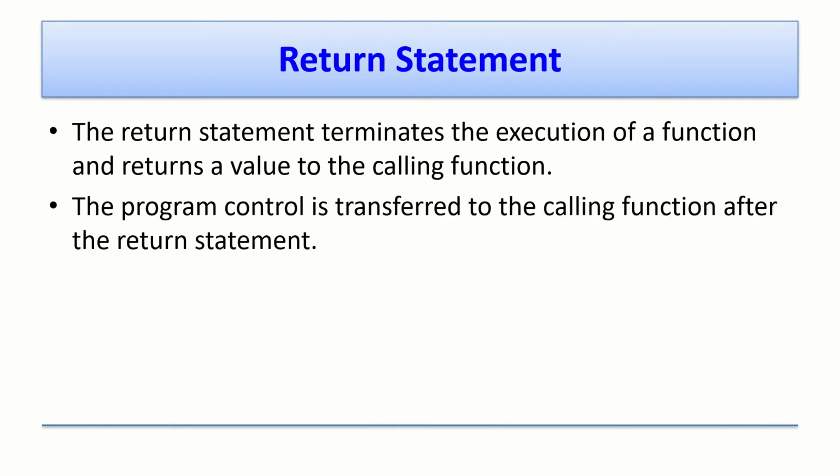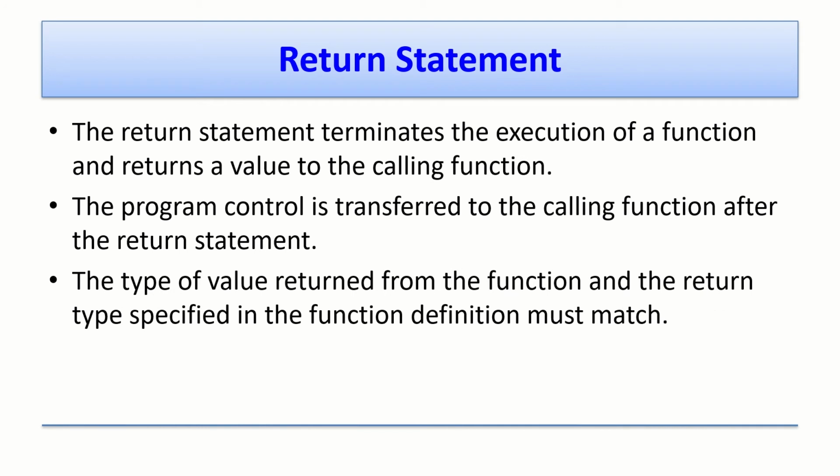The program control is transferred to the calling function after the return statement, right? And the type of the value returned from the function and the return type specified in the function definition should match, right? I explained that rule earlier. So we have to specify the data type of the returning value as the return data type.